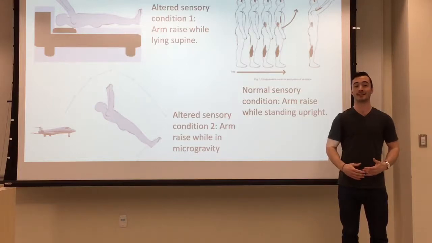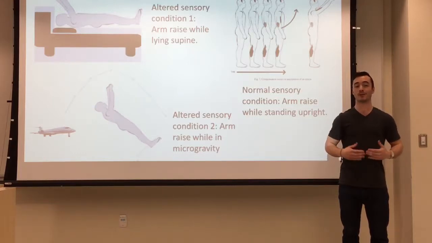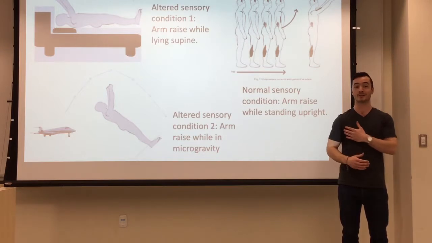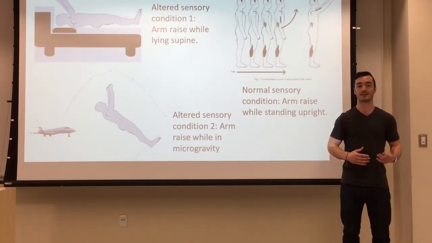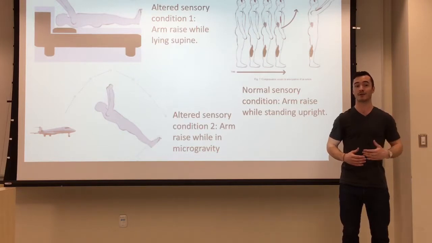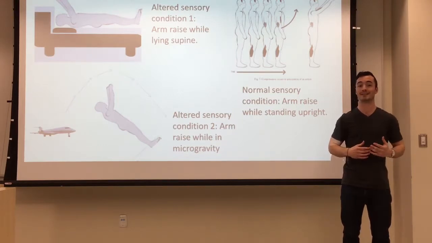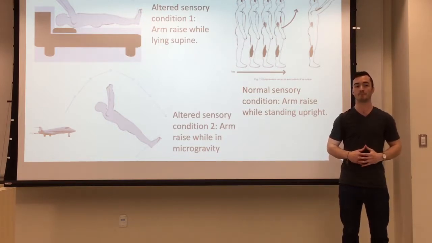As I stand here and lift my arm towards you, we are all aware that I'm activating my shoulder muscles to lift my arm. What you may not be aware of are the muscle responses that are occurring in the leg and the trunk that precede the arm raise, known as anticipatory postural adjustments, or APAs. These APAs act to maintain the center of mass within the base of support during a voluntary movement.